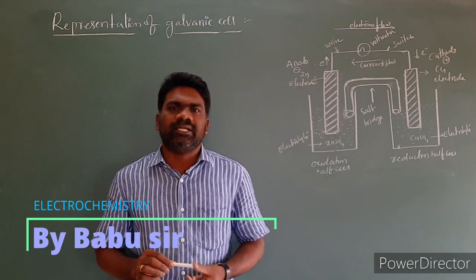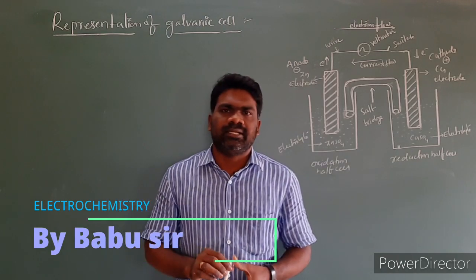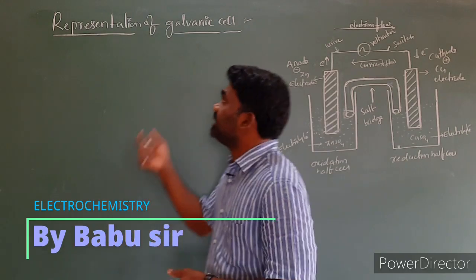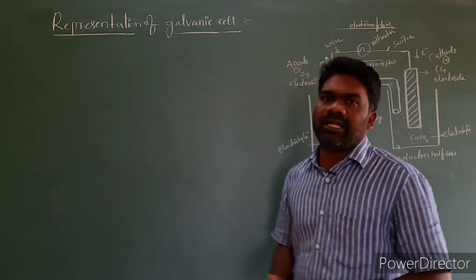In the last class you learned the construction of the Daniell cell. The Daniell cell is an example of a galvanic cell. Today's topic is the representation of a galvanic cell.